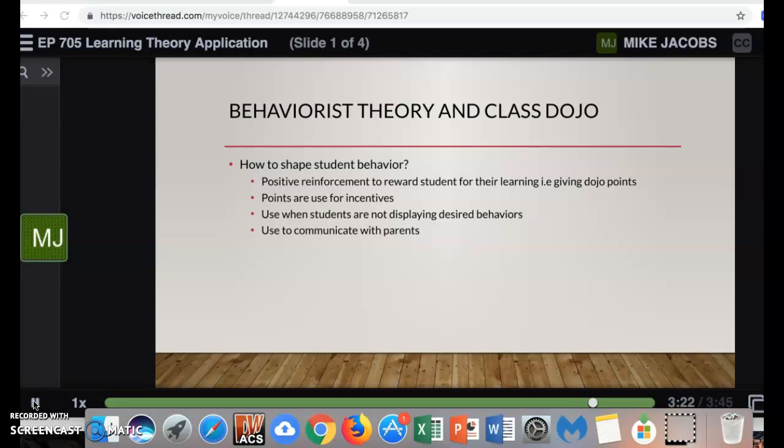Using Dojo when students are not displaying the desired behaviors and explaining to them why that is. And also using it to communicate with parents. This is a great and effective way so that parents stay in the loop and they understand how their child's behavior is impacting their learning.